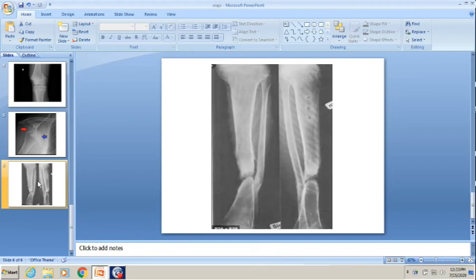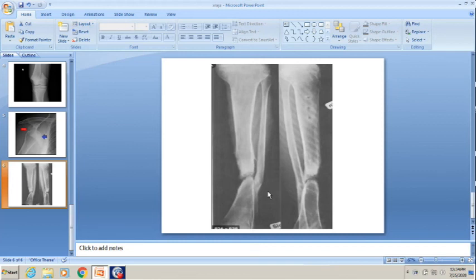Yeah, so what type of non-union do you think it is? Atrophic. So there are other types of non-union, hypertrophic, oligotrophic, but this seems to be atrophic as the ends have narrowed. So why not an acute fracture? Why, if I say it is an acute fracture of tibia? Why do you say it is non-union?